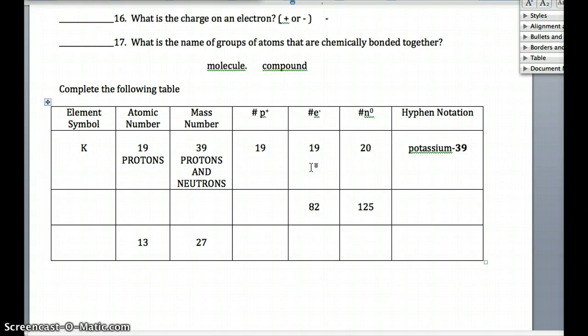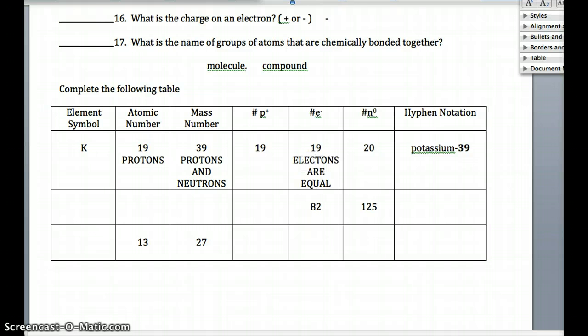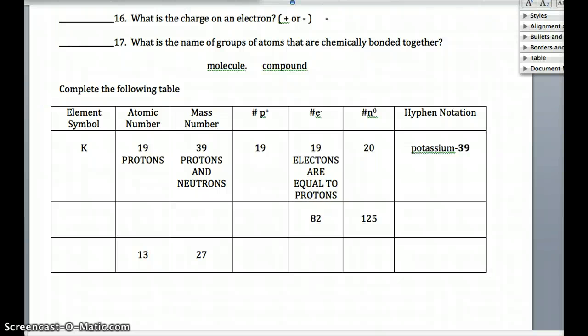For the second row, we have 82 electrons. Since electrons are equal to protons, then I know that if there are 82 electrons, there are also 82 protons. On the periodic table, the element with 82 protons is lead, element Pb.